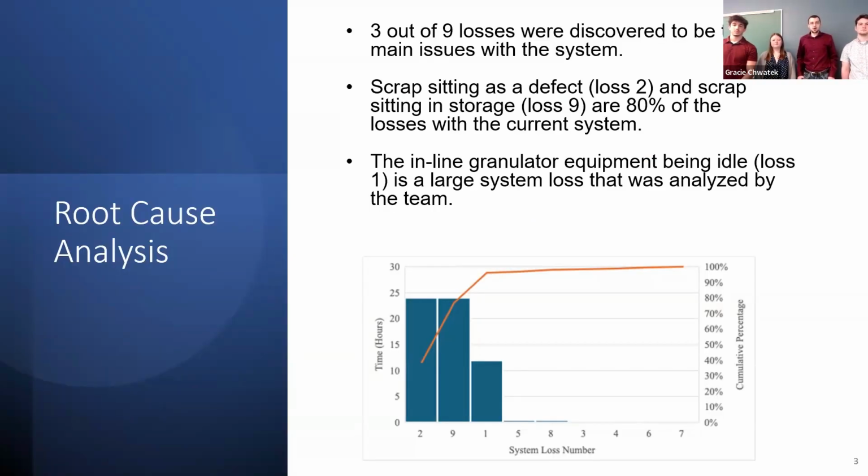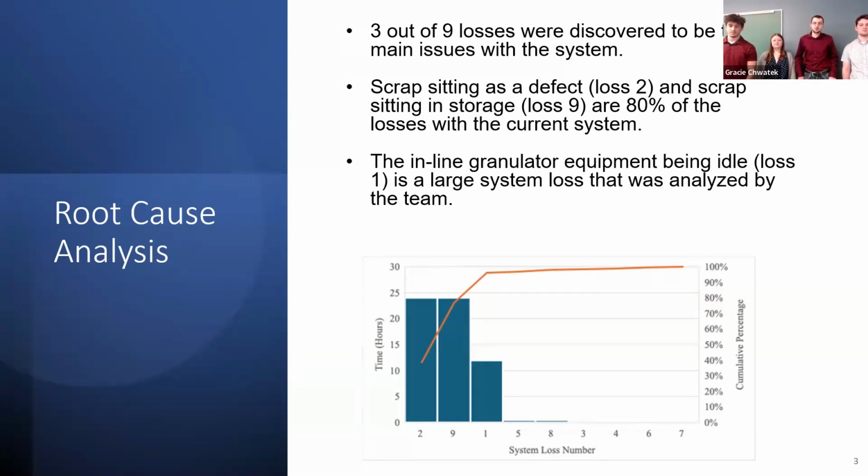So we started to work on this by designing and conducting a root cause analysis with 9 total losses that we believed would be the main issues with the system. And off of these 9 losses, we discovered that 3 of them were the main issues with the system. Losses 2, 9, and 1 to be specific. Loss 2, which is scrap sitting as a defect, and loss 9, scrap sitting in storage, are causing 80% of the losses within the current system.